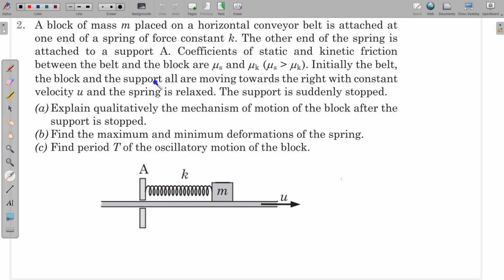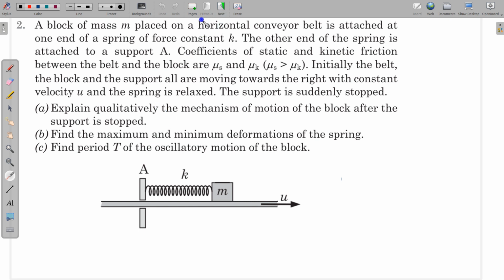Initially, the belt, the block and the support all are moving towards right with constant velocity u, so all are moving and the spring is relaxed. The support is suddenly stopped. We have to explain qualitatively the mechanism of motion of the block after the support is stopped, and we have to find the maximum and minimum deformation of the spring and the time period of the oscillatory motion of this block.